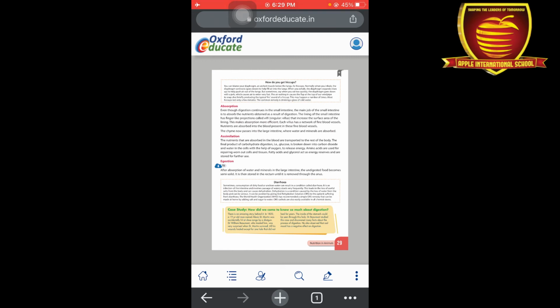Okay, what is the main function of villi? Increase the surface area for absorption. Okay, this makes absorption more efficient. Each villi has a network of fine vessels.